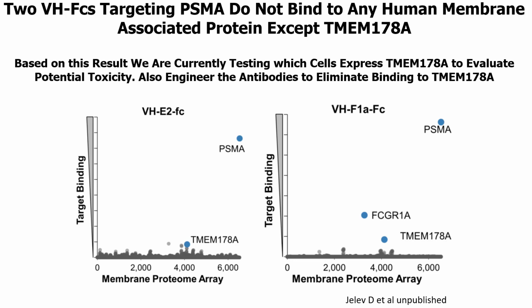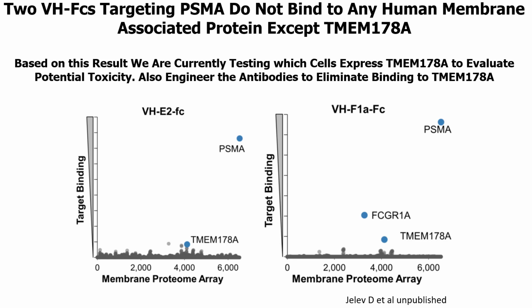Here is the example I mentioned earlier, that there are 2 VHs which really bind not only to the target PSMA, but also to another protein, TMEM178A. And they're 2 different, but not so much different, but they both are binding to this additional protein. So in this case, what we do is, this is what we're doing right now, we are testing to see which cells express this protein.